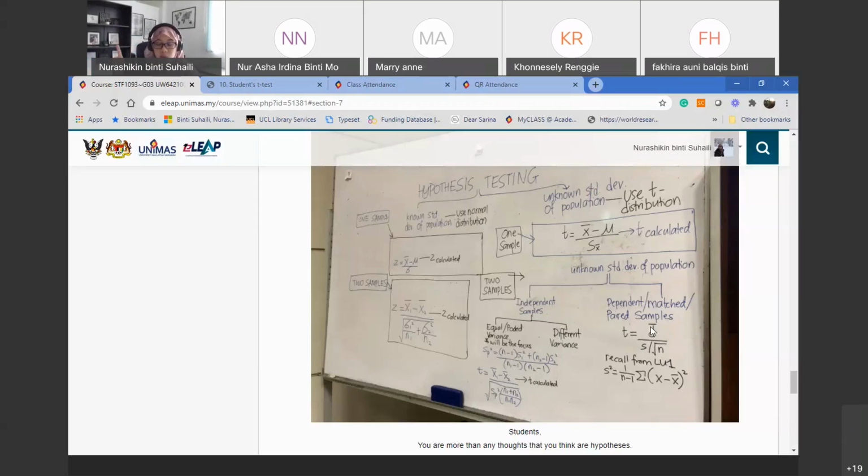The sample size is n, only one n, because when the data is matched, of course, both groups have the same sample size. So n refers to the number of pairs. It's only one n divided by n. And how you get the s is from this formula, s squared. This is the formula that you have used in every one.